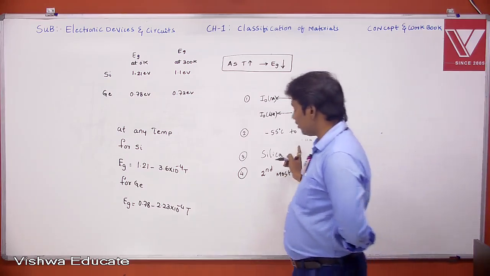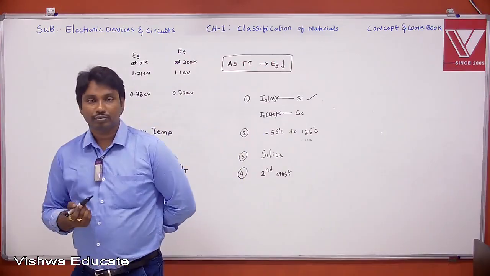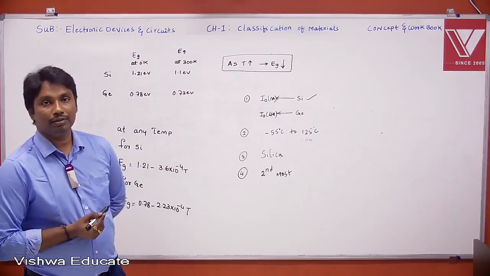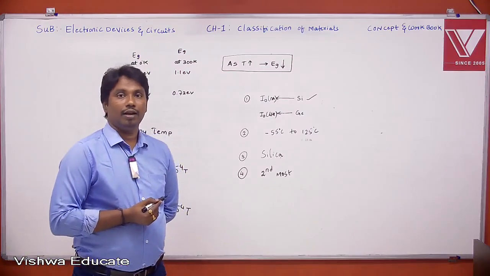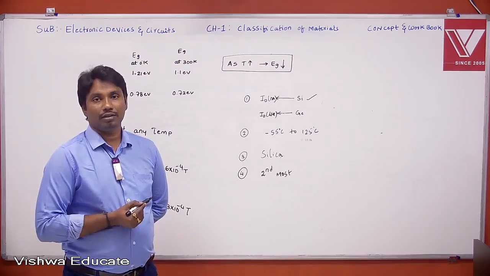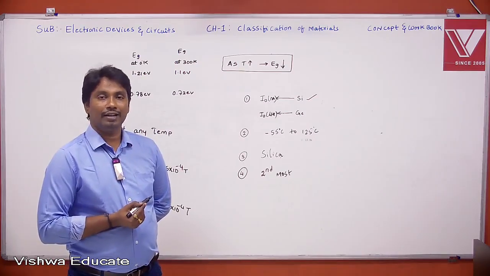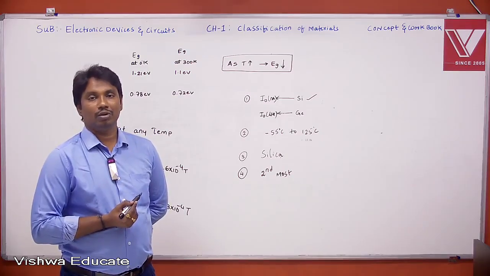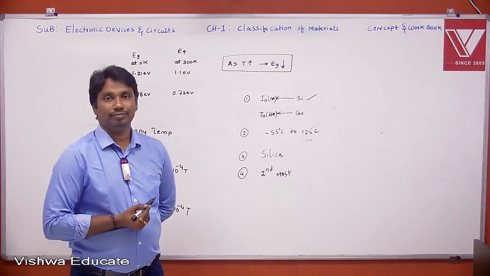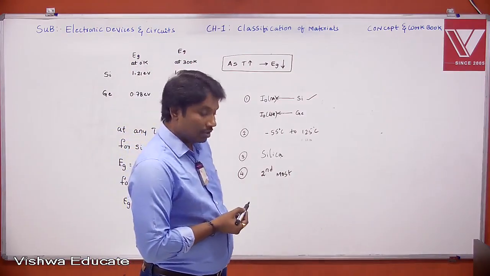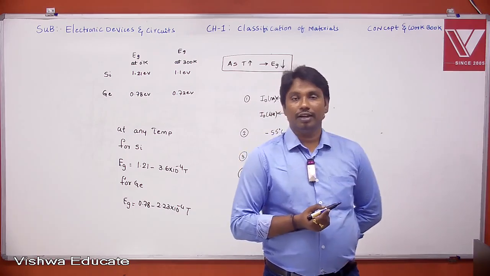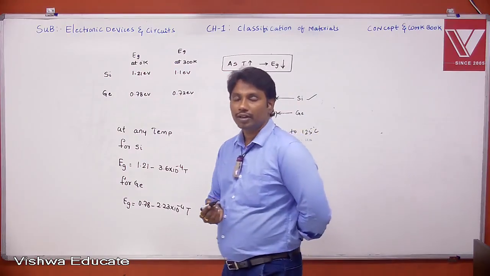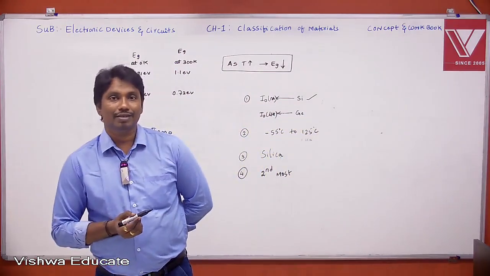Very important one. Write down. Germanium has less energy gap and high conductivity than silicon. But silicon is preferred in fabrication than germanium.